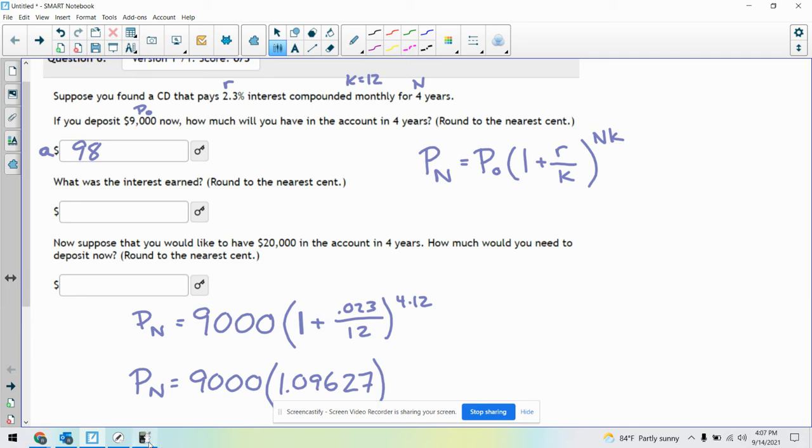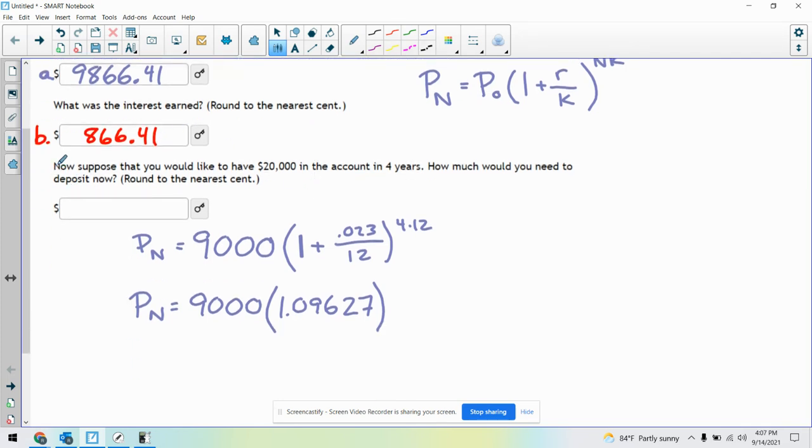9,800 and what did I just say? $66.41. What was the interest earned? Well, interest earned is just going to be how much is in the account minus your deposit. $9,000 of this is your money. So if you subtract that 9,000 from this amount, you're just left with 866.41.